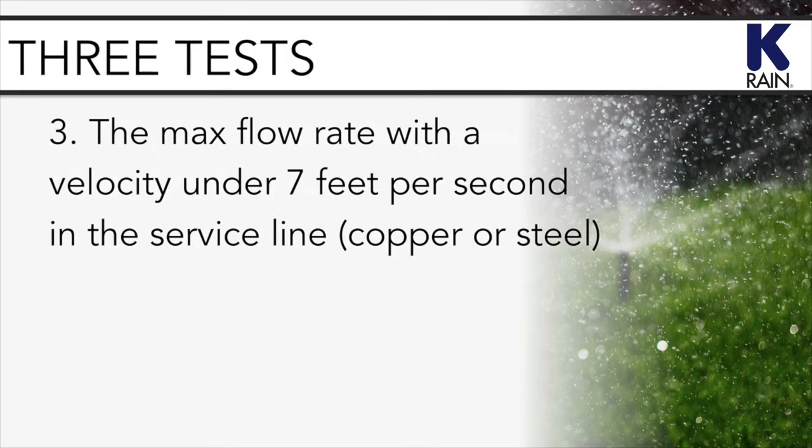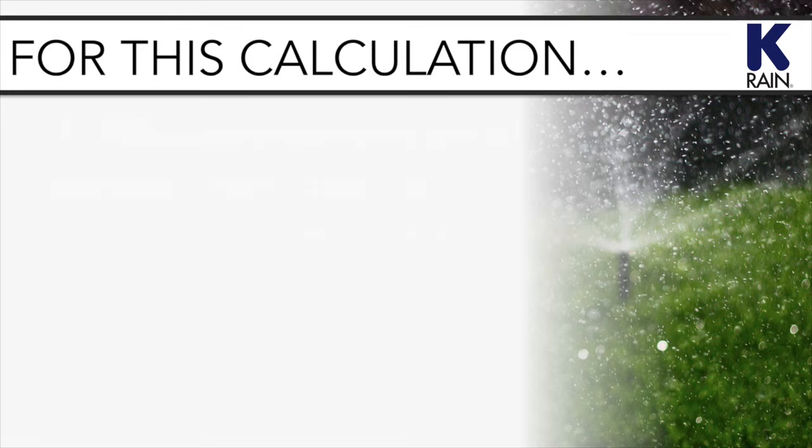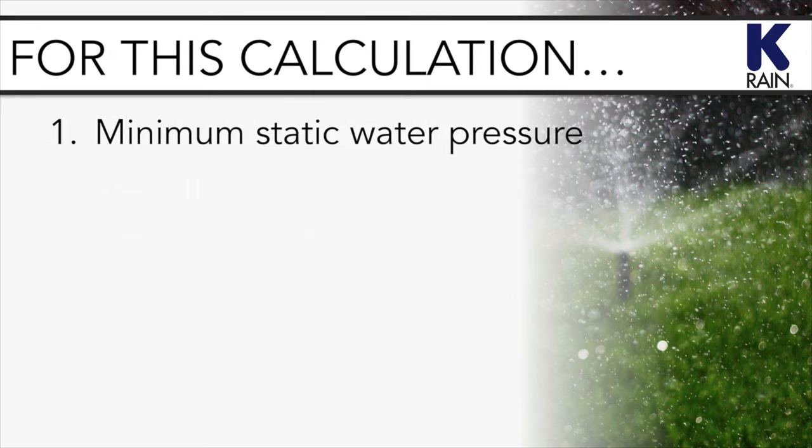Let's run through a calculation for a sample system. For this calculation, you'll need 3 pieces of information. Number 1, the minimum static water pressure of the city main. This information can be obtained from the water purveyor. You can verify on-site at a spigot with a pressure gauge threaded onto a hose adapter.